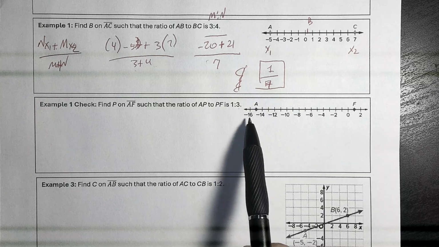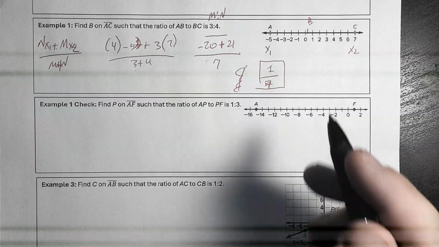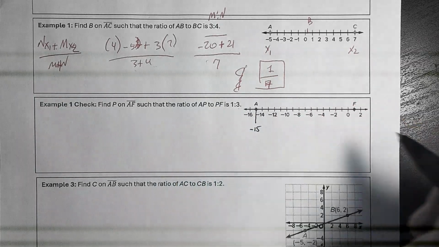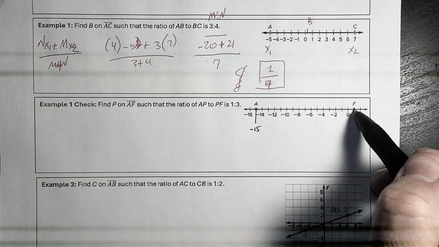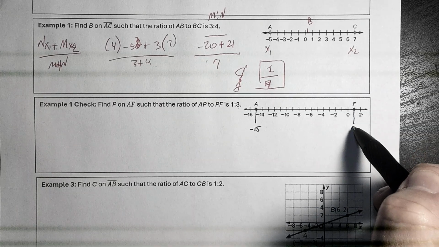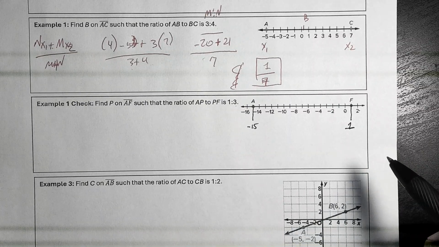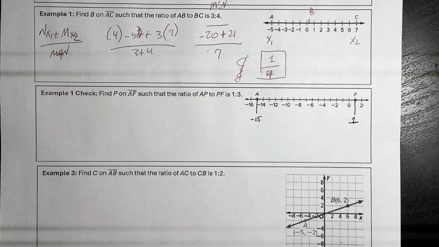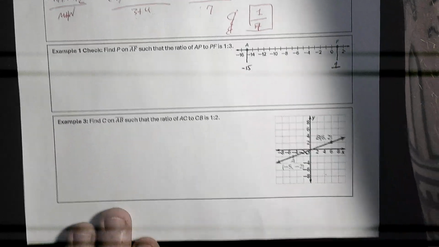All right, notice A is between negative 16 and negative 14. So that makes this negative 15. And then over here, this is between 0 and 2. So this is 1. Just little mistakes I've seen or I've made personally. All right, so I'm going to skip down. Example 3, excuse me.